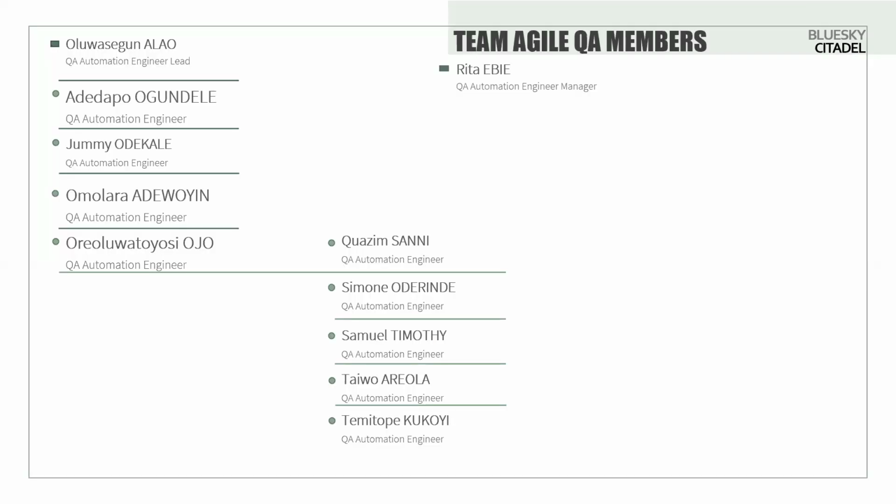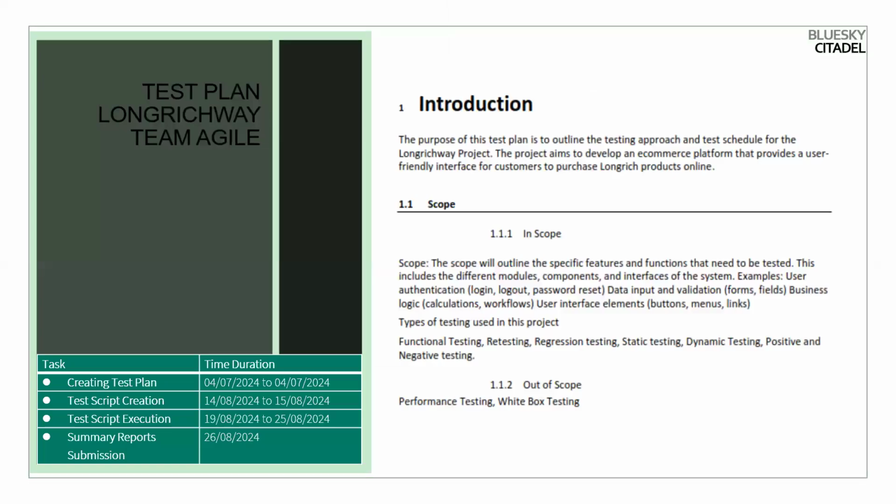Here are the esteemed quality assurance engineers that worked on this sprint, and we have Rita, who is the test manager. Here we have the test plan, which highlighted how we went about testing the functionalities of the website that was developed, and the team rigorously tested the features to guarantee a seamless user interface for the users. Below is the team strategy that highlighted the phases of the testing: creating the test plan, test script creation, test script execution, and summary.